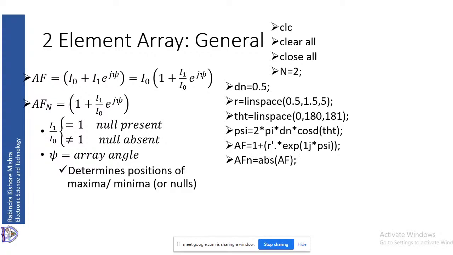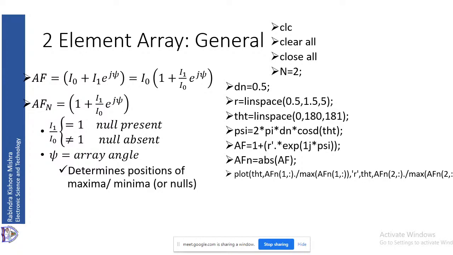Dot star means element by element multiplication. So r dash has 5 elements, and each element will be multiplied by exponential j psi. Then array factor normalized is actually the absolute of array factor. So absolute means you find the absolute value.